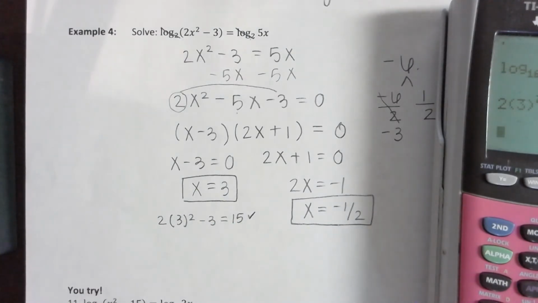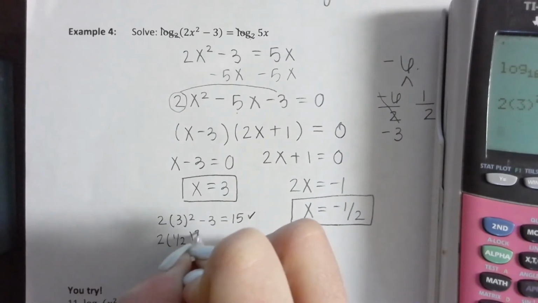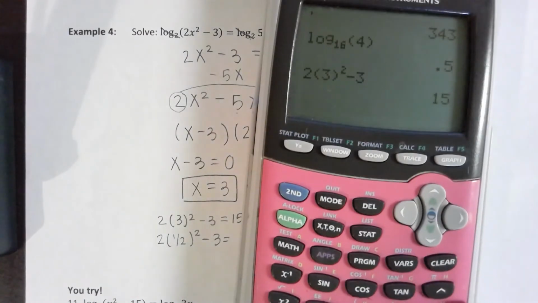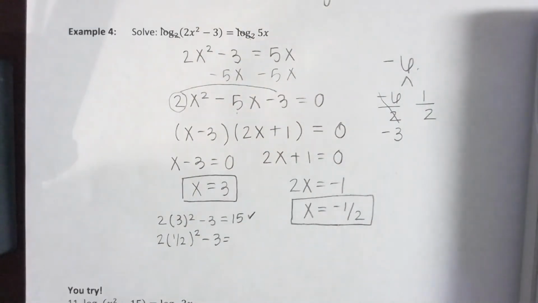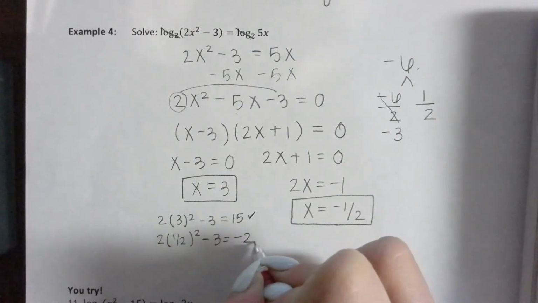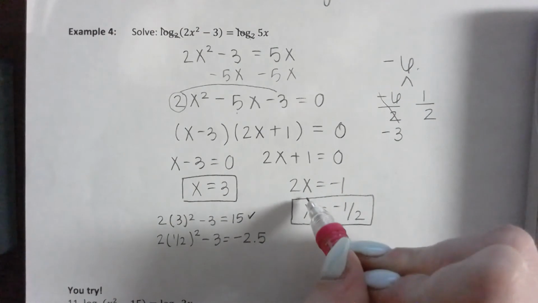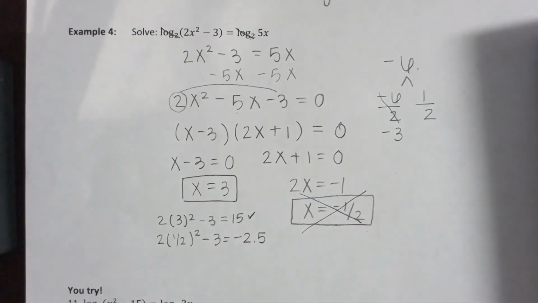Now I'm going to take the 1/2 and plug it in. 2 times 1/2 squared minus 3. Okay, when I plug that in, I get negative 2.5. I am not allowed to get a negative, right? I can never, ever take the log of a negative, which means this negative 1/2 cannot be one of my answers. You can stop there if you'd like.